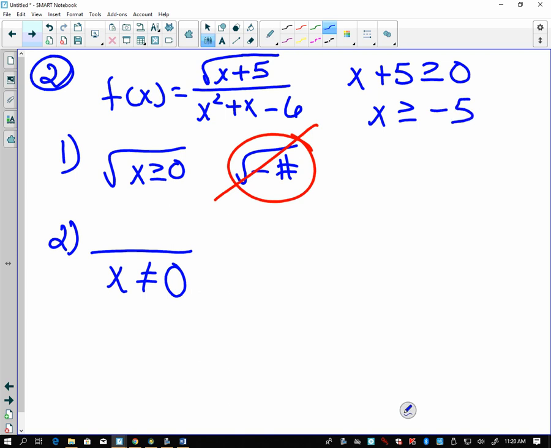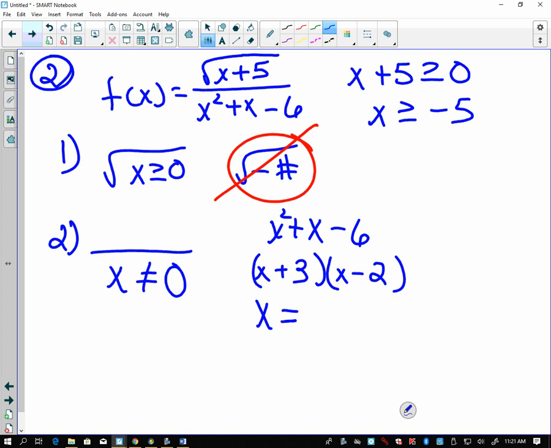So I know that my domain has to be greater than or equal to negative 5, and then I use this part down here, x squared plus x minus 6. And I factor down here to use the zero product property to find the zeros. I'm going to get x and x. Because there's a negative there, I have to have plus and minus. I know that my plus is going to be 1 bigger, so I should get a 3 and a 2, right? So x cannot equal negative 3, and it can't equal 2.